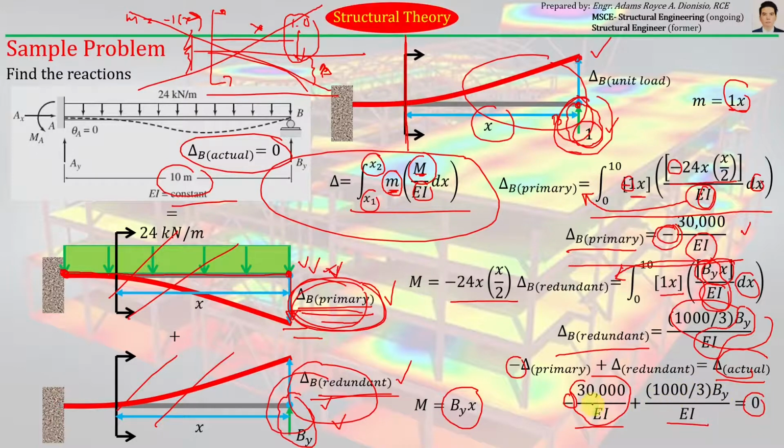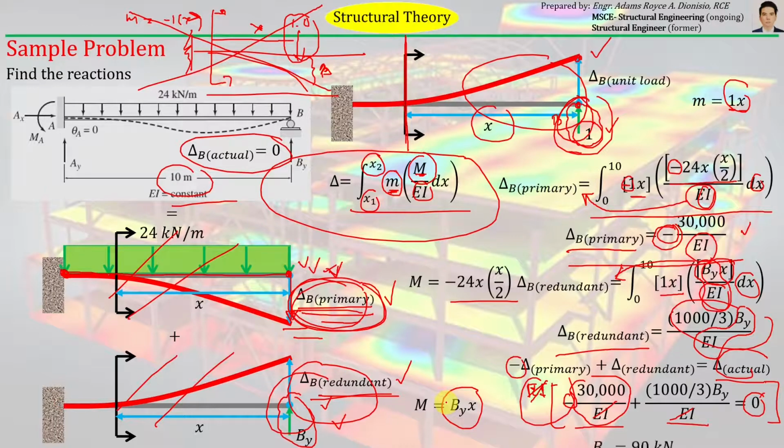Okay, so this will be our equation, and as you can see here, the EI can be cancelled if we multiply the whole equation by EI. EI cancels, EI cancels, EI times 0 is 0. The only unknown in this equation will just be By. Solving for By, we can see that By is just equal to 90 kilonewtons. So that is the magnitude of the reaction on this support from the actual given structure.